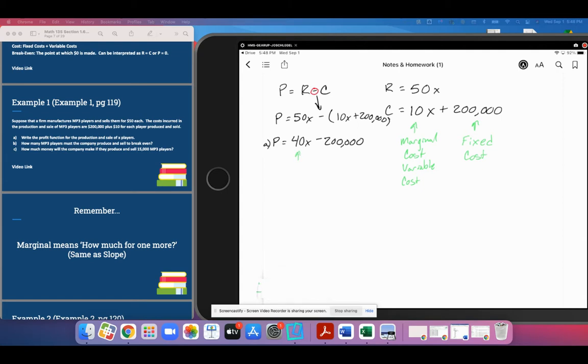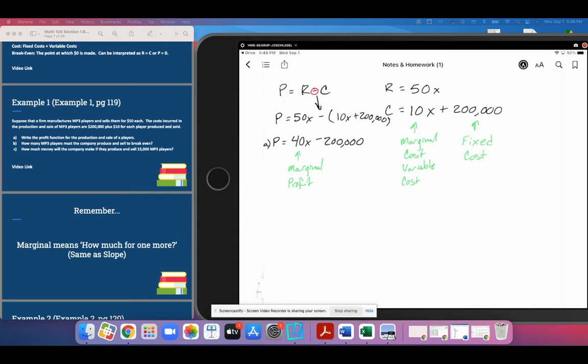That 40 right there is the slope. It is the marginal profit, which means how much for one more. So this is saying how much profit am I going to make for one more MP3 player.